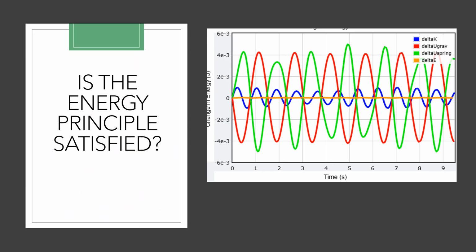So these are the what if questions. Is the energy principle satisfied? I would say yes, because we have no work done on the system because delta E is 0 and no heat on the system. But delta U spring is a bit off, and that could be from my last reasonings as to my errors from Tracker or the code that I'm unable to see.